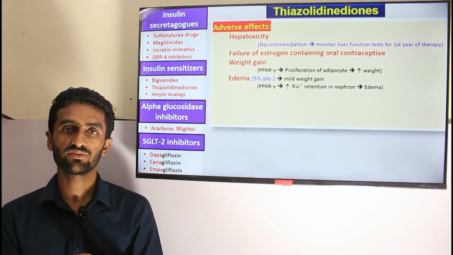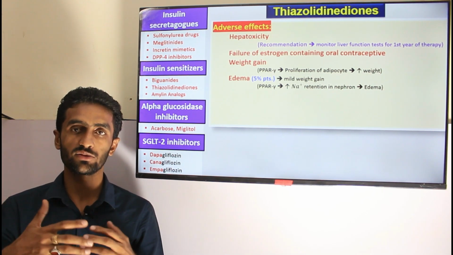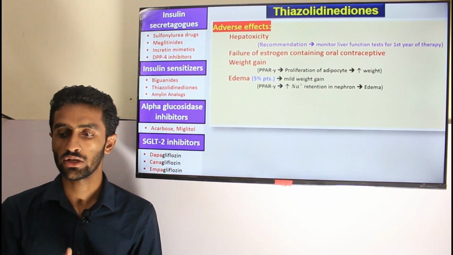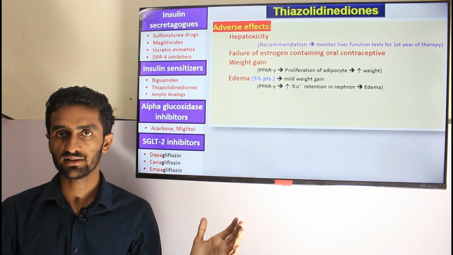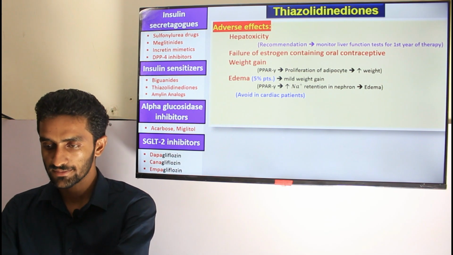This fluid can enter back to your cardiac system. So this will increase the workload of your heart and your lungs. That's why it's contraindicated in the cardiac patient. Okay, so avoid in the cardiac patient.